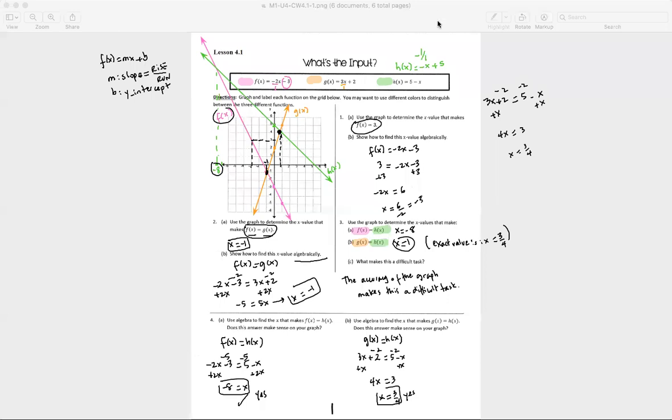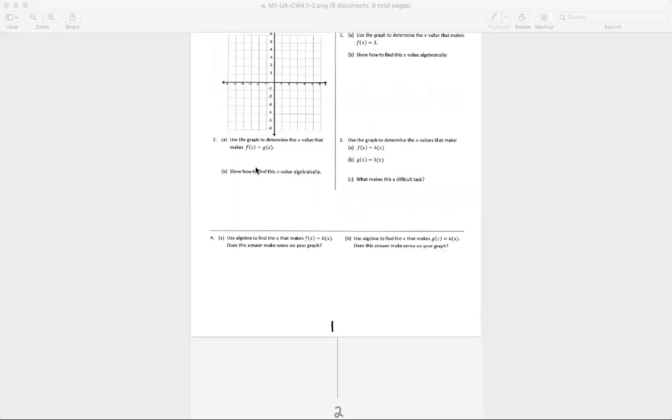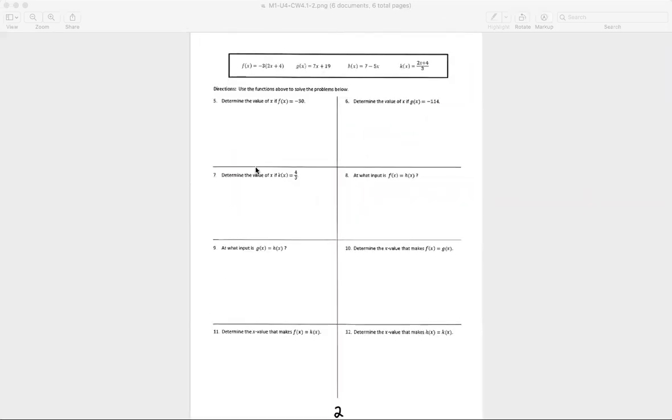So with this being said, page 2, we have 4 functions. First it says use the functions above to solve the problems below. So number 5, determine the value of x if f of x is equal to negative 30. Again, we're going to substitute f of x by negative 30.